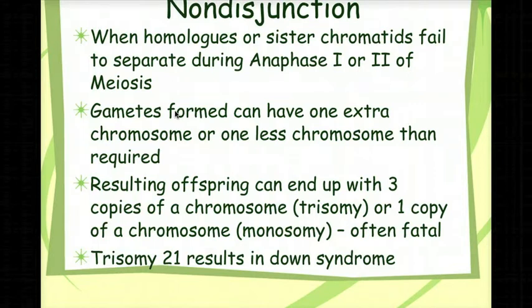If the offspring ends up with an extra copy of a chromosome, we call that trisomy, meaning 3. If they end up with only one copy of a chromosome, then we call that monosomy. Typically, in most cases, if you get an extra chromosome, it's fatal, and the person experiencing that would just experience a miscarriage or spontaneous abortion early on in the pregnancy.